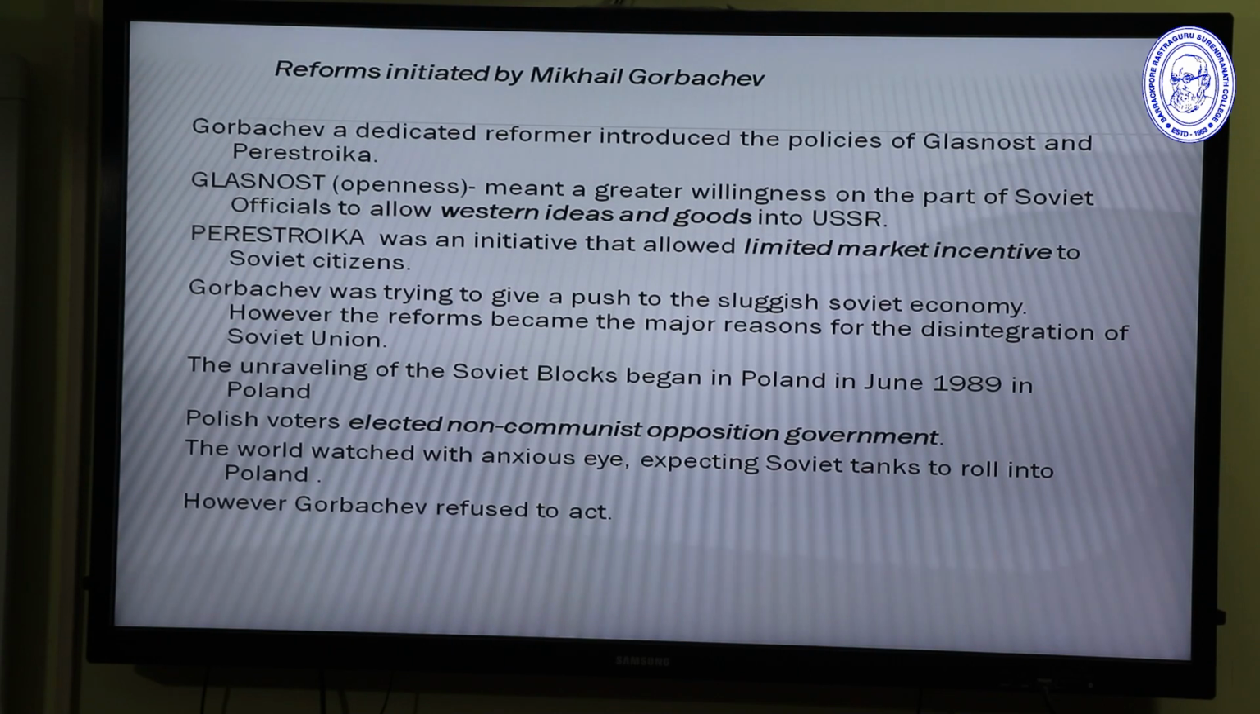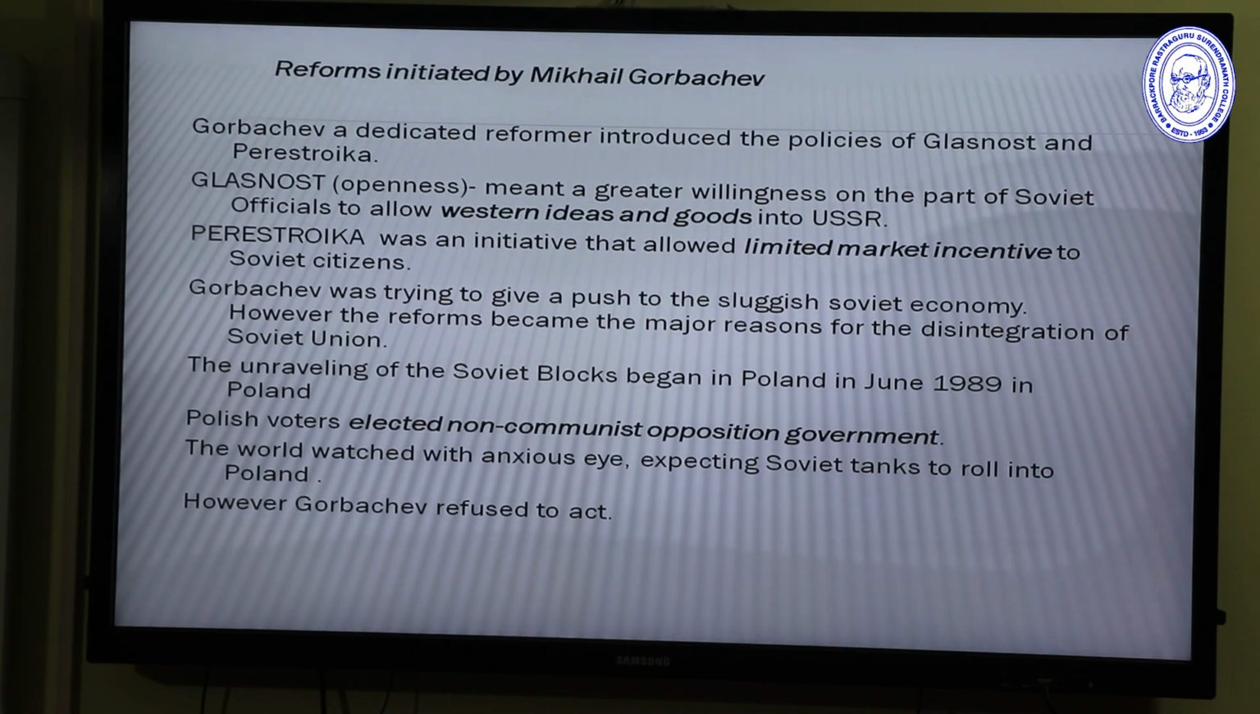So Gorbachev was trying to give a push to the sluggish Soviet economy. However, the reform became the main reason for the disintegration of the Soviet Union. It was not a drastic change. Gorbachev was not trying to bring a revolutionary change, just a slight change in order to push the sluggish economy. What happened was that it became the major factor for the disintegration of the Soviet Union.